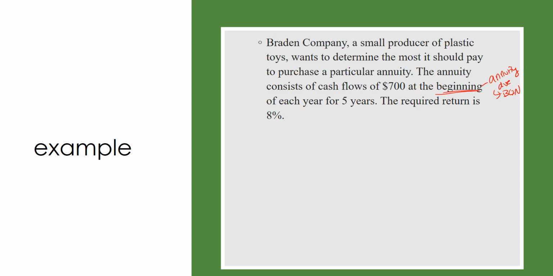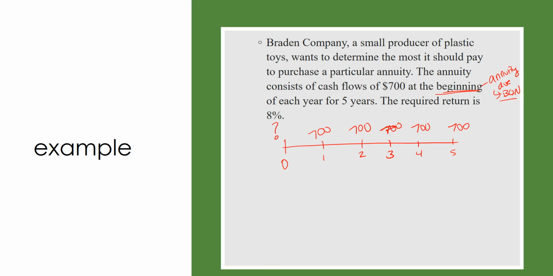So Braden wants to determine what is the most it should pay to purchase an annuity. The annuity consists of cash flows of $700 at the beginning of each year for 5 years, and the required return is 8%. So let's put this on a timeline. And our timeline is going to look the same because our calculator manages the placement of the cash flows within the year for us using the begin mode. 700 is going to be received every year for 5 years. We want to know how much should we pay for that today.